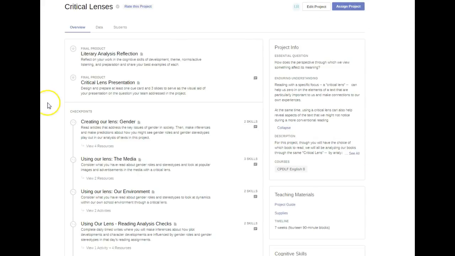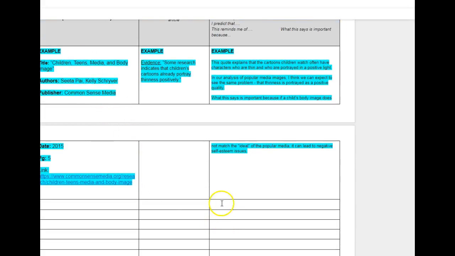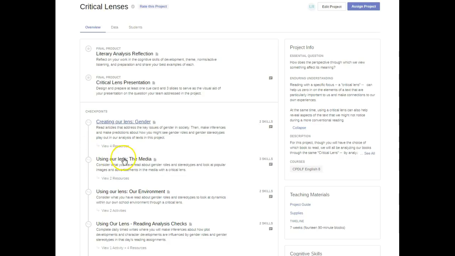Okay, for critical lenses, you are going to be presenting a literary analysis reflection. That means you're writing about a story that's been presented here, and you're going to be presenting your own slideshow, a critical lens presentation. So you're going to study gender biases, and there was a nice graphic organizer to look up some things. There's an example of a gender bias, then you need to go out and find something that's gender biased.